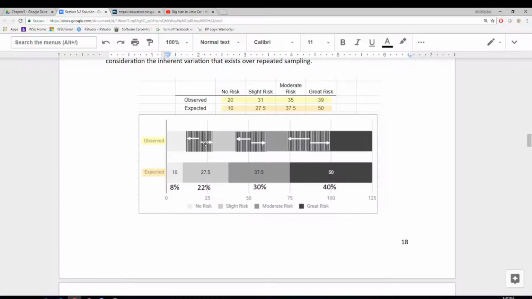Okay, so I want to determine whether or not these numbers here, the pattern 20, 31, 35, 39, deviate enough away from the pattern of 10, 27.5, 37.5, and 50. So that's the goal of the test here, is to determine whether or not the observed counts are close enough to the expected counts when I take into consideration this notion of the repeated variation from sample to sample.